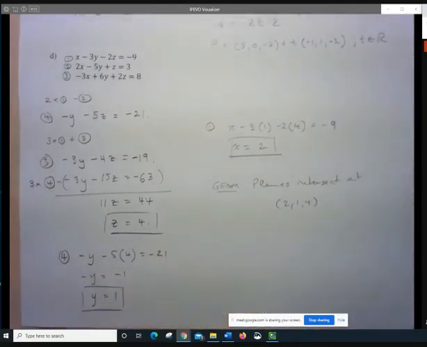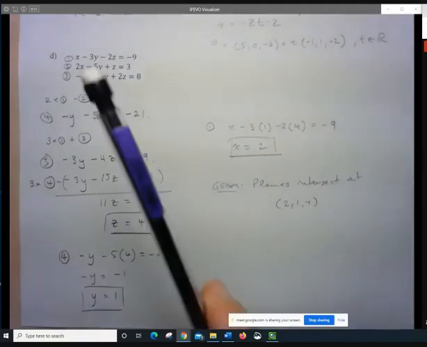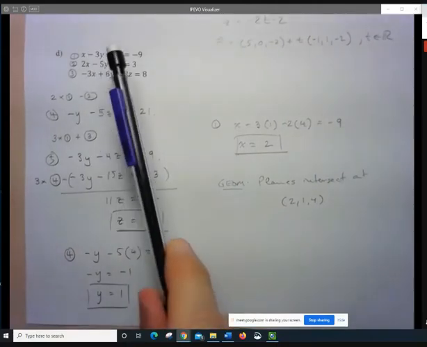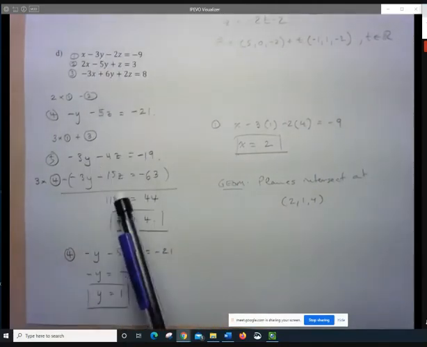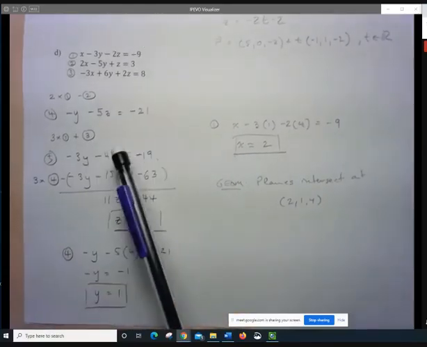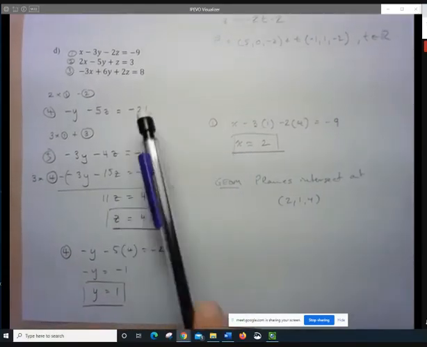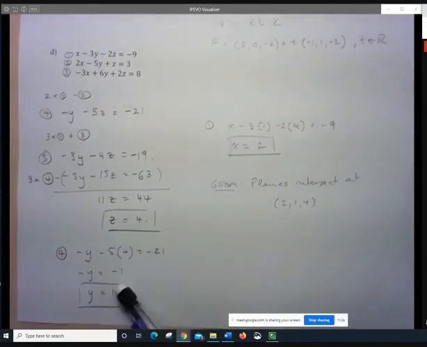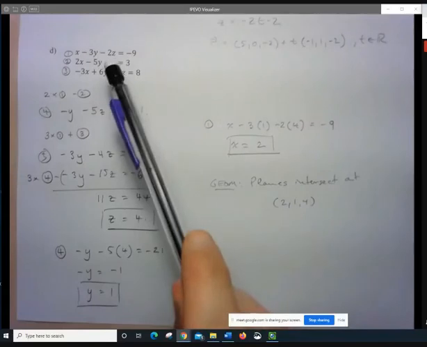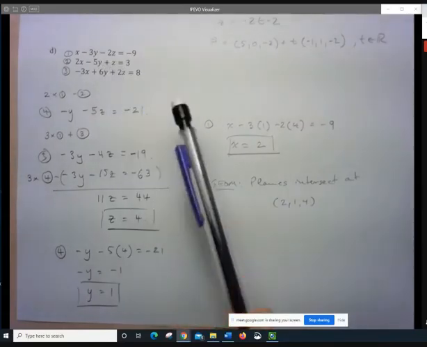One last recap of the algorithm here. Take 2 equations, eliminate a variable. Take another pair of equations, eliminate the same variable. Solve the resulting system of 2 equations and 2 unknowns. And once you have those 2 variables, you can then substitute back into one of the full equations to solve for the third.